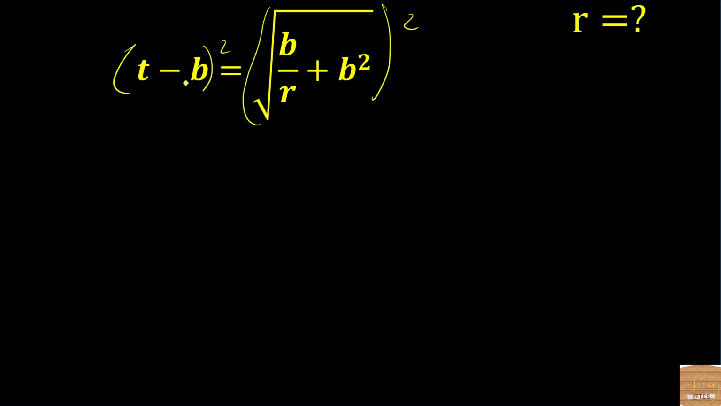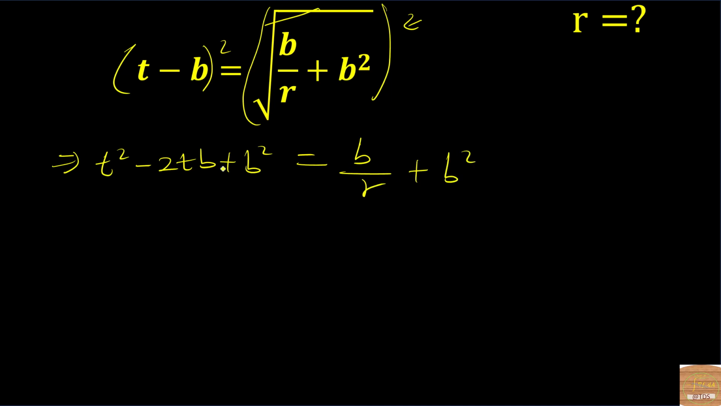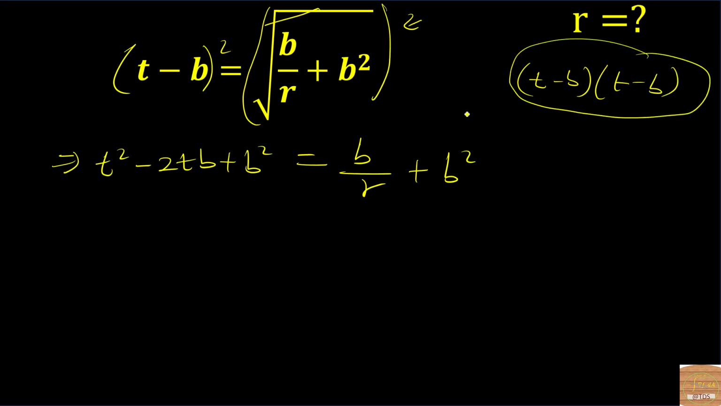On my left hand side will be t squared minus 2tb plus b squared equals, now this one will cancel, so I will leave it b on r plus b squared. You can double this bracket like this and expand it, you get the same thing. So this one is the same as that. When you go to the expansion, you get something like this.